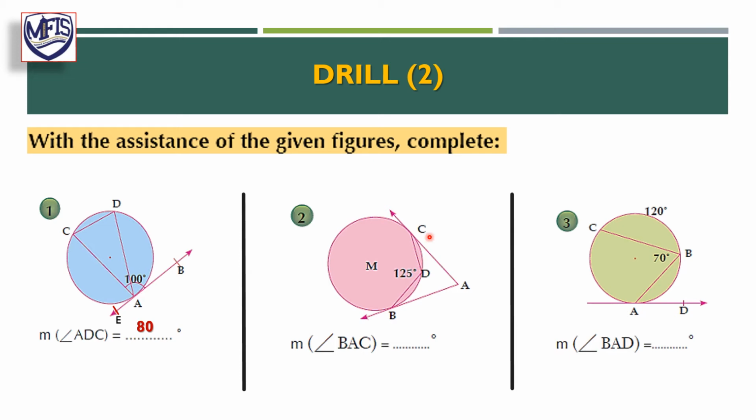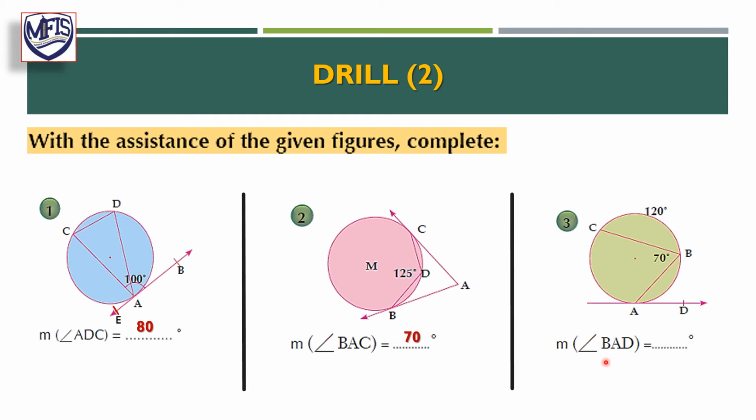Then measure arc CB equals 250. Now measure arc CDB, the smaller arc, equals 360 minus 250. Now the measure of this arc equals 110. So measure angle A equals half of 250 minus 110. The answer will be 70 degrees.